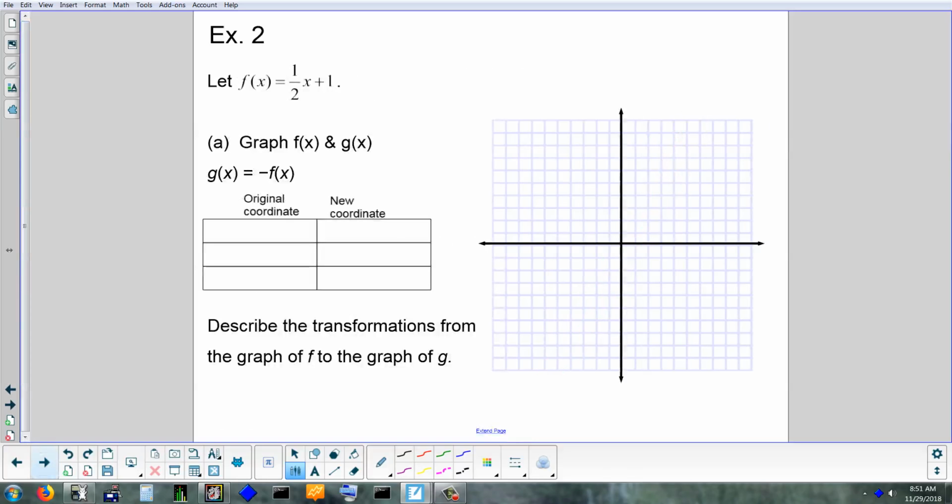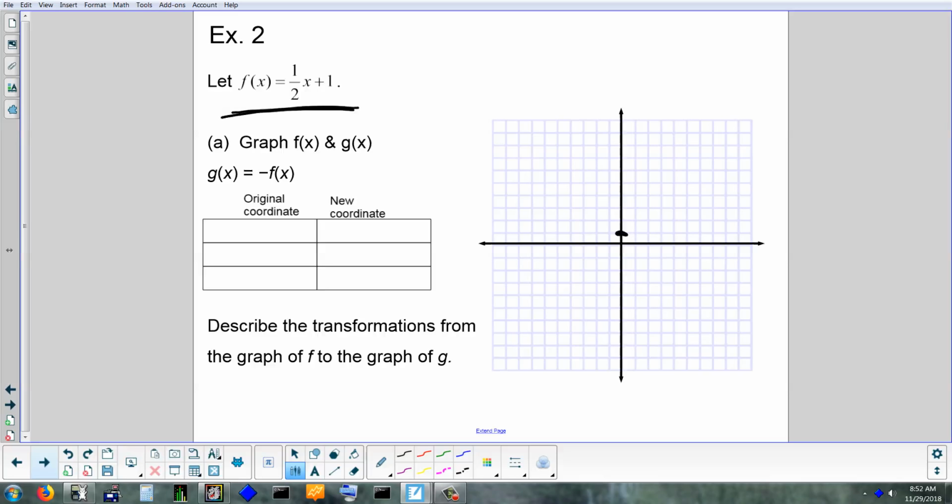Okay, so this one, example 2, just a single one this time, not a double graph. So let's start by graphing the original. What's my y-intercept on f of x this time? 1.